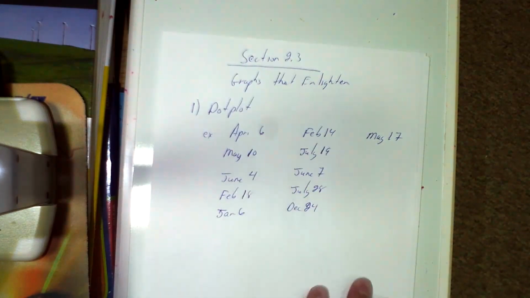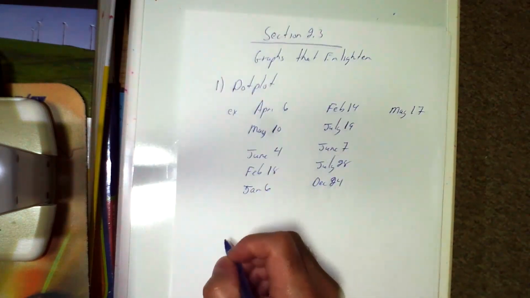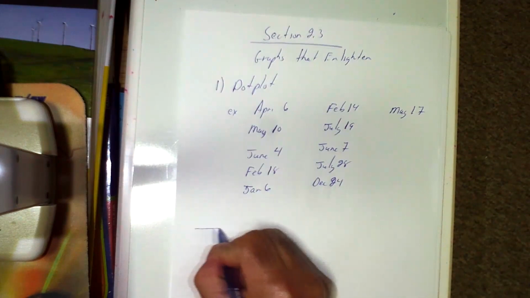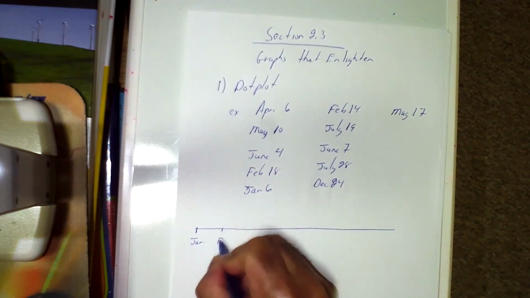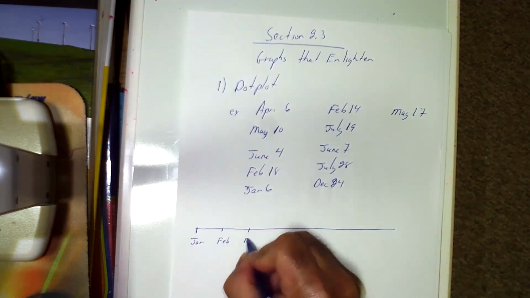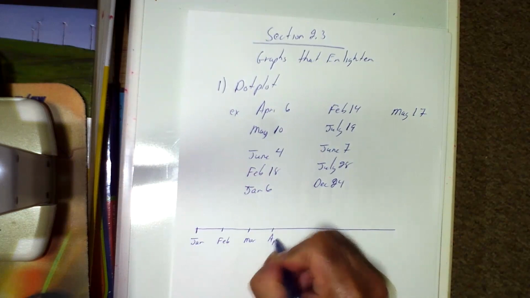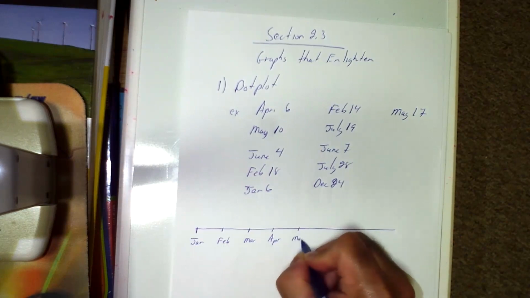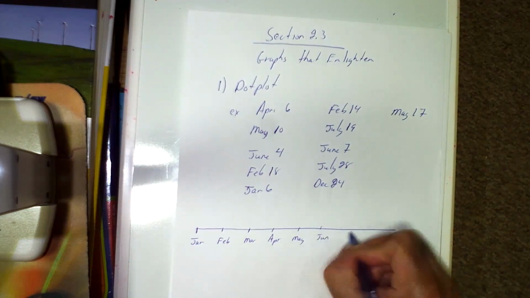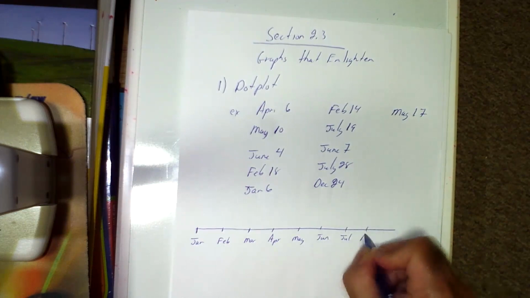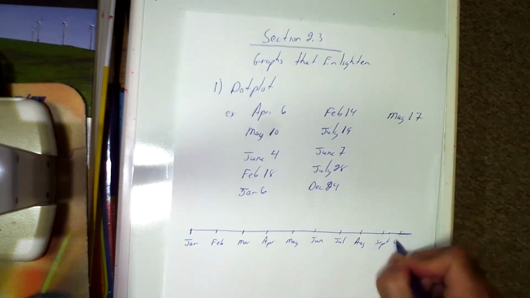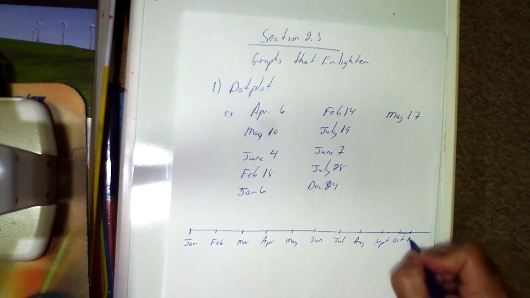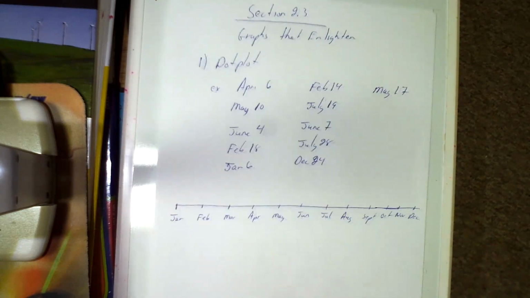So what you do to create a dot plot is you draw a scale, horizontal scale, and you start labeling the months of the year. January, February, March, April, May, June, July, August, September, October, November. I'll have enough space. Okay. Right.